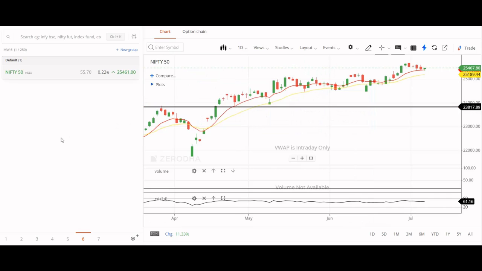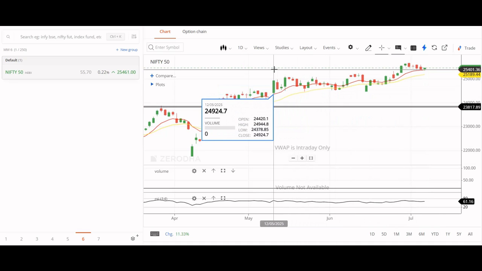Okay, so to find Nifty's support and resistance, I have opened a chart of Nifty 50 with a 1 day candle. Here you can see that Nifty is trading around 25,467.80 on the 4th of July. So how do we find support and resistance?